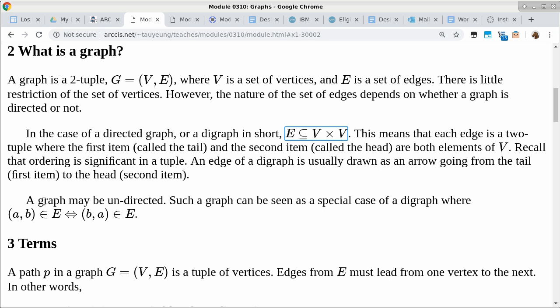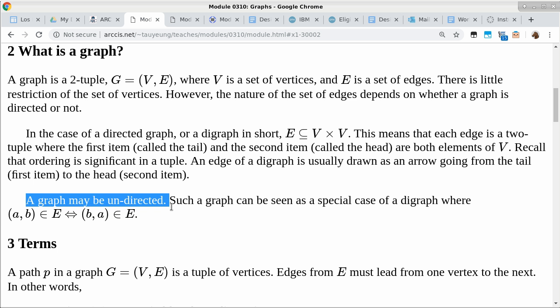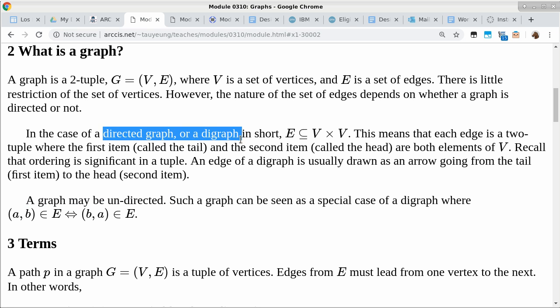If you want to work with graphs that are undirected, which means an edge is bidirectional, you can always coerce a directed graph, also known as a digraph, so that every time you have AB in the set of edges, it automatically has BA in the set of edges as well. It's cumbersome to represent it, but a digraph or directed graph can represent a graph where direction does not matter. But in this class, we focus on digraphs or directed graphs. Digraphs and directed graphs are basically the same thing. One is just a shorthand version of the other.